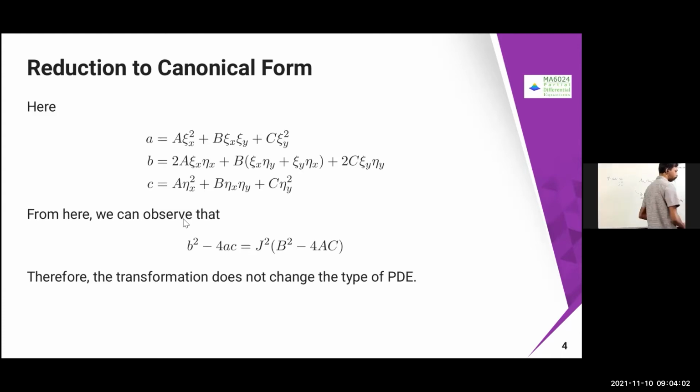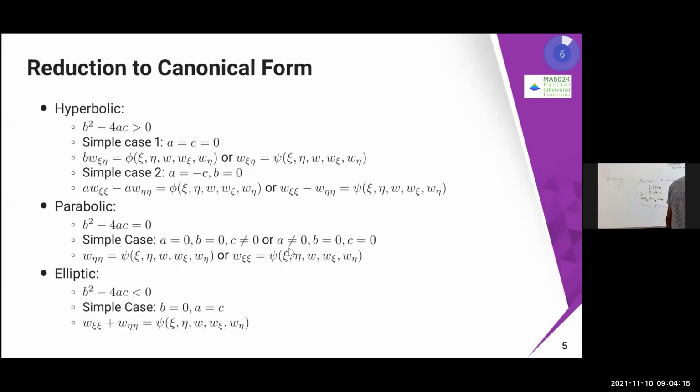Okay, so let us see some simple problems we have seen. Let us see what are the very simple cases for which we can obtain the solution. We are going to stick to this expression, b square minus 4ac, for which we are trying to classify. What are the possible cases?